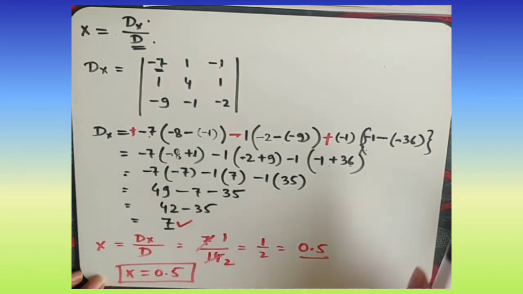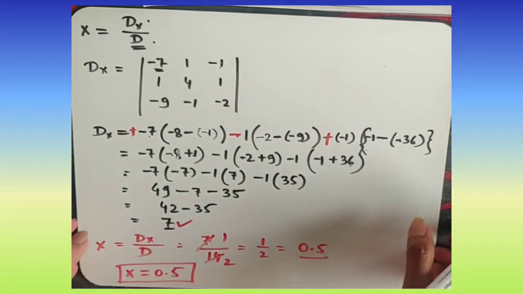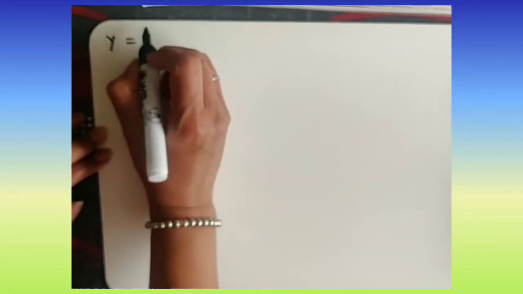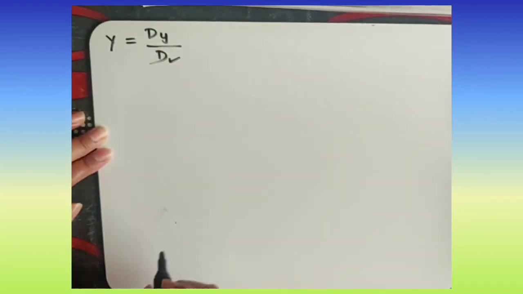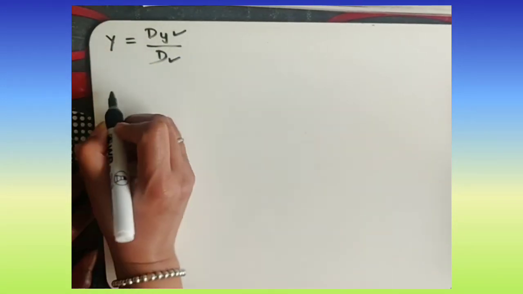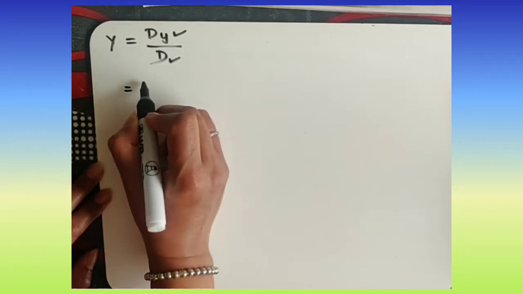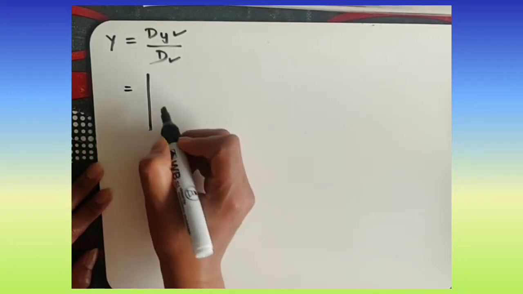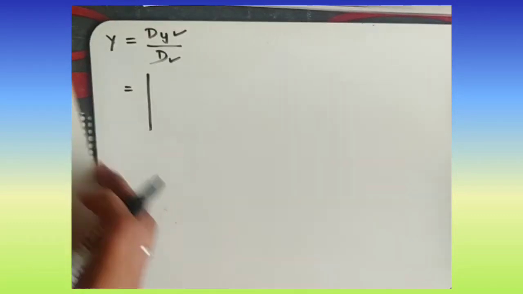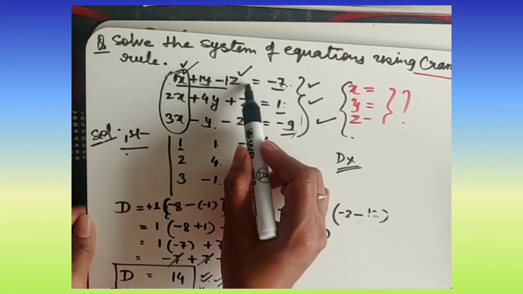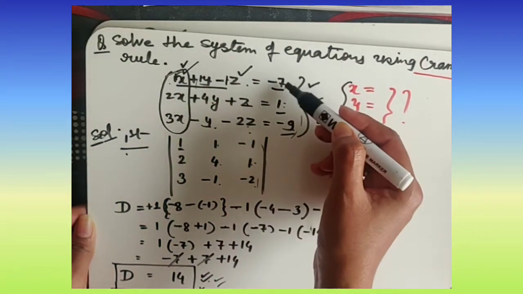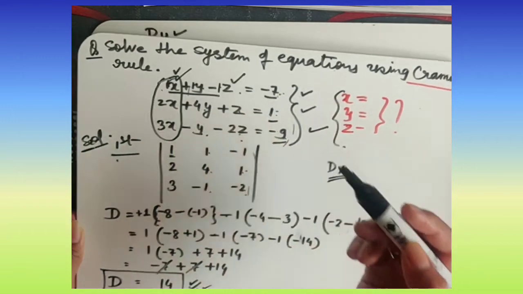In this way we will find out y now. So the value of y is equal to, the formula says dy over d, which is 14. Now we need to find out dy. So write down here the coefficient matrix of dy. For dy, what we will do, we will write down the coefficients of x and z, and in place of y we will substitute minus 7, 1 and minus 9.